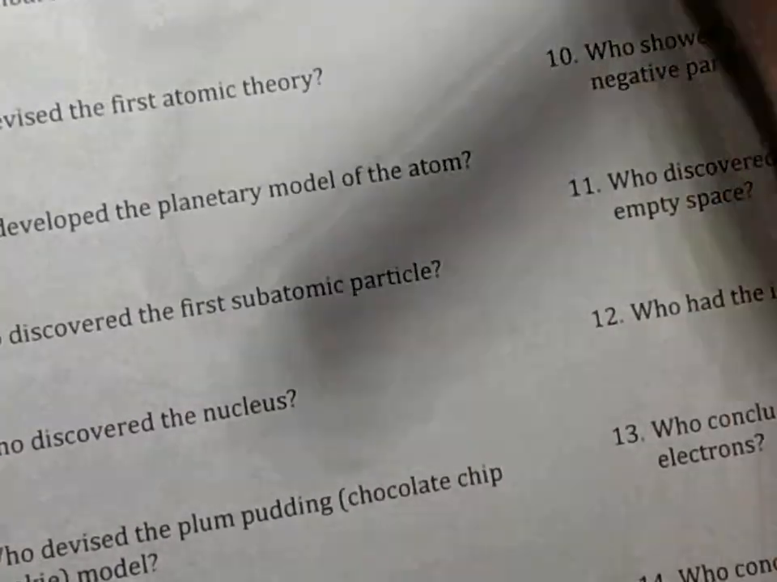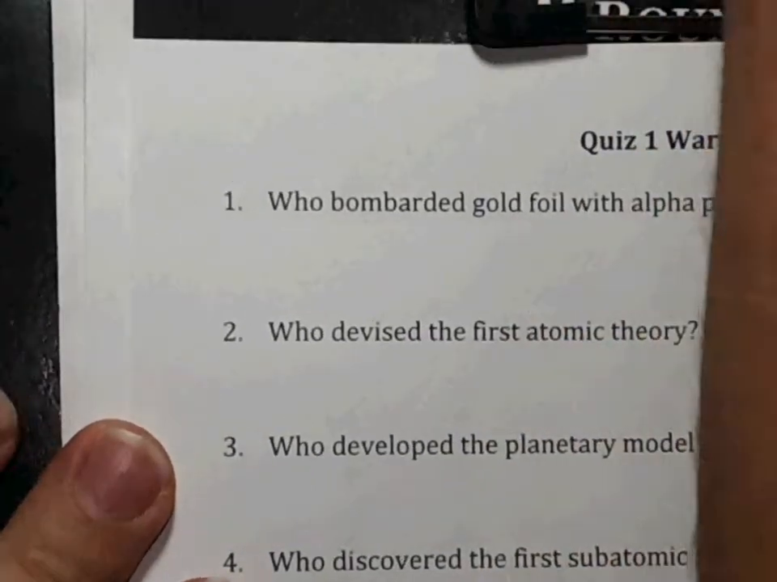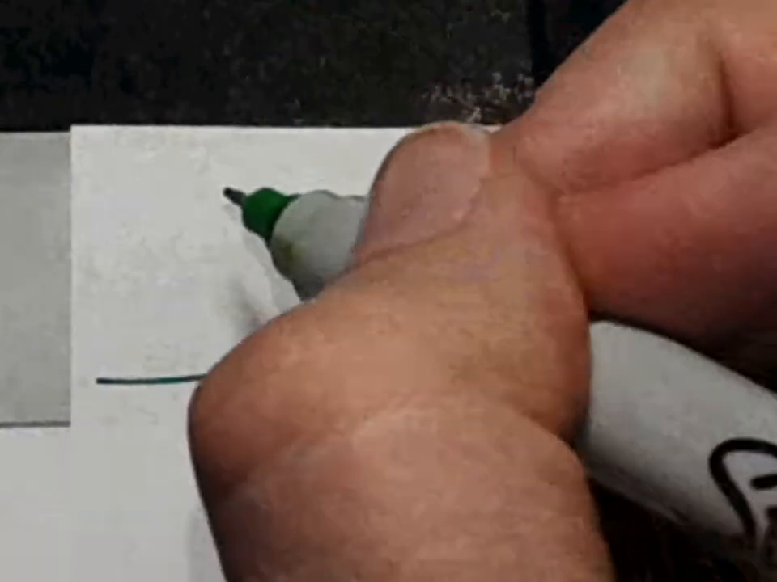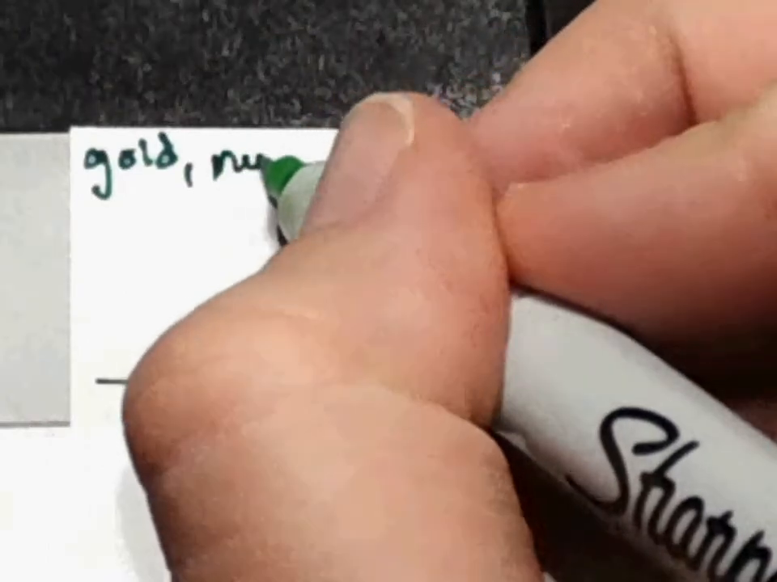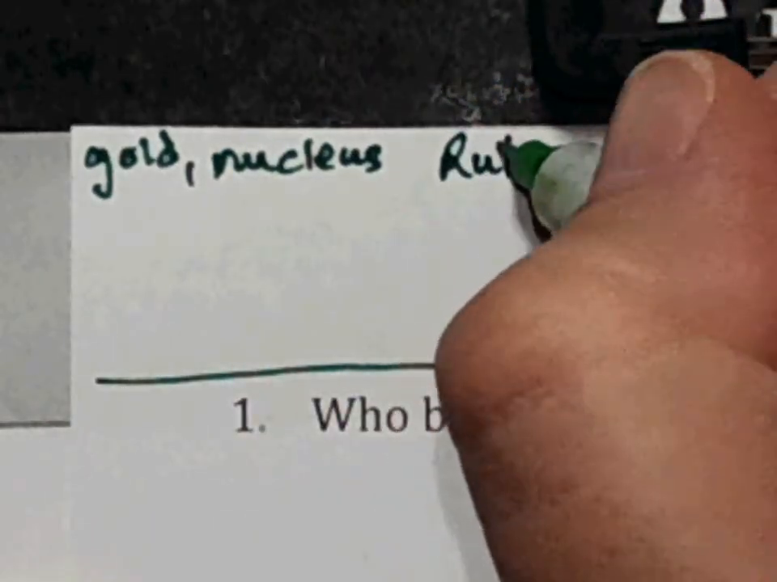So here on warm-up 1 for Unit 2, it might help if we make a couple of little notes first on some clues about these history questions. Let's write some clues down. First of all, if you see the word gold or the word nucleus, that's going to be a question about Rutherford.